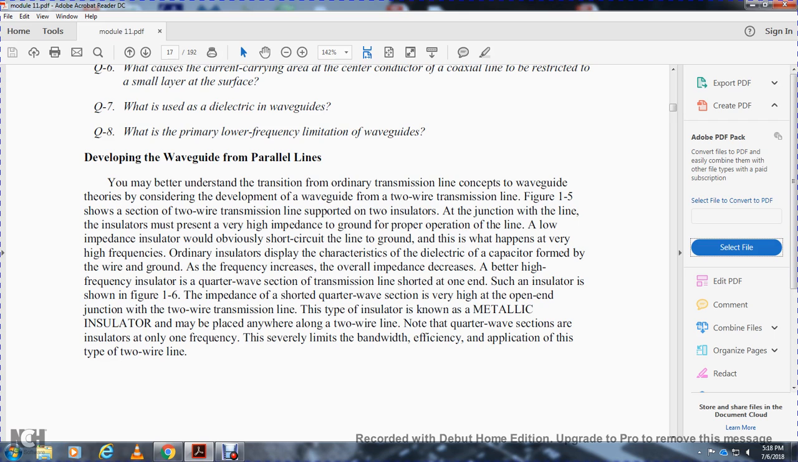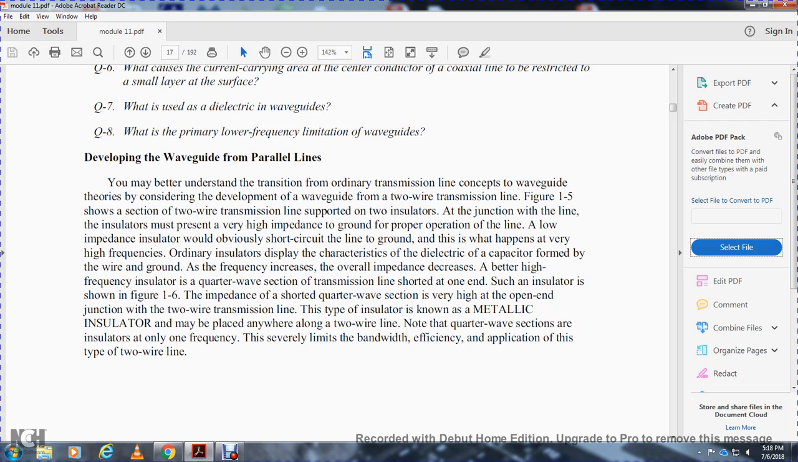As the frequency increases, the overall impedance decreases, so the quarter-wave section of the transmission line, shorted at one end, is a better high-frequency insulator. Such insulators are shown in Figure 1-6. The impedance of the short quarter-wave section is very high at the open end, at the junction with the two-wire transmission line. This type of insulator, known as a metallic insulator, may be placed anywhere along the two-wire line.